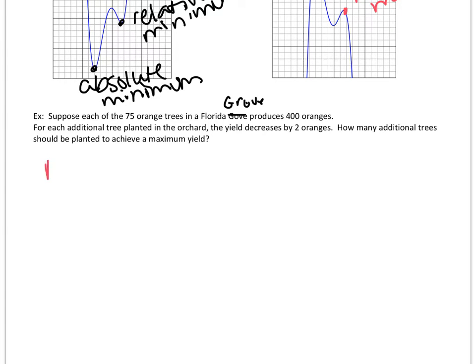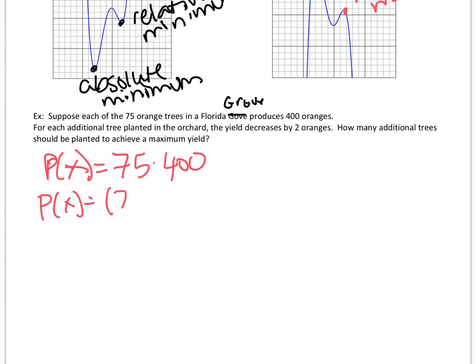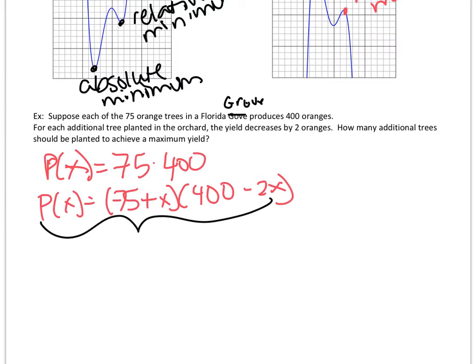So if I want to figure out what my maximum yield is, you're going to take your number of trees times the 400 that each one produces. Okay, so if they're adding additional trees, for each additional tree that's planted, you lose 2 oranges. Once you do that, basically this turns into a quadratic function.